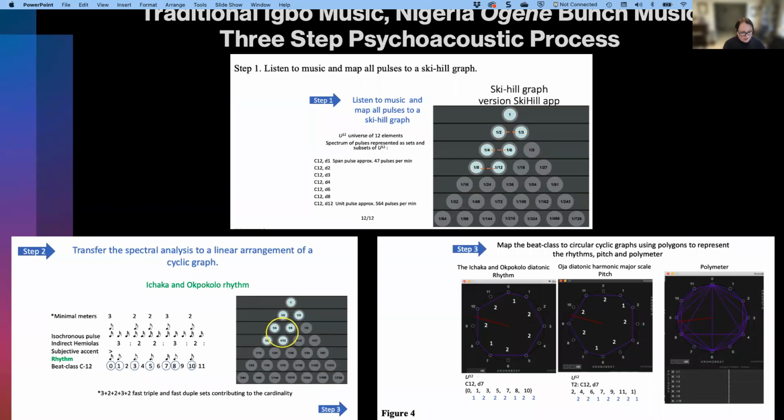This slide represents the psychoacoustic process through which I analysed Ogene Bunch music from the Igbo tribe, Nigeria. I used this same process for teaching my students for their music exams.